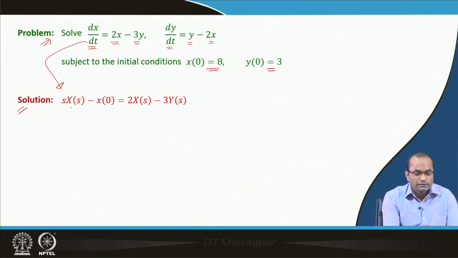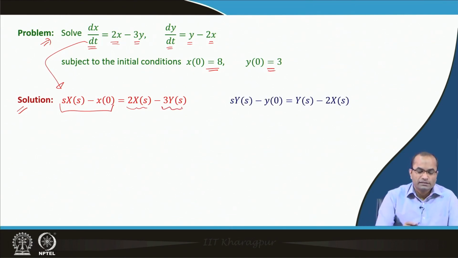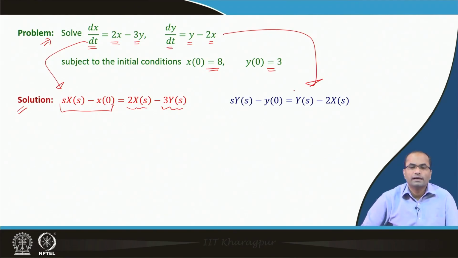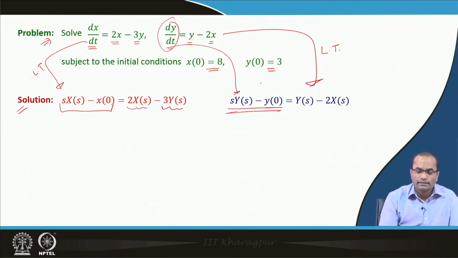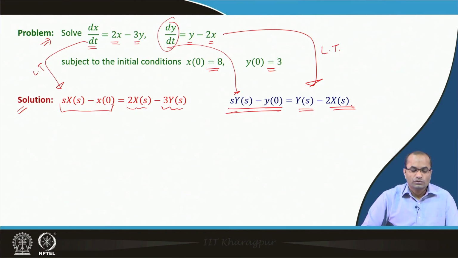So, to dx/dt we apply the Laplace transform. So, we will get sX(s) minus x(0), and on the right hand side we have 2X(s) minus 3Y(s). Similarly, for the second equation we apply the Laplace transform. After taking it, we will again apply the derivative theorem: sY(s) minus y(0), and on the right hand side we have Y(s) minus 2X(s). So, these x and y are unknown, and t here is the independent variable.